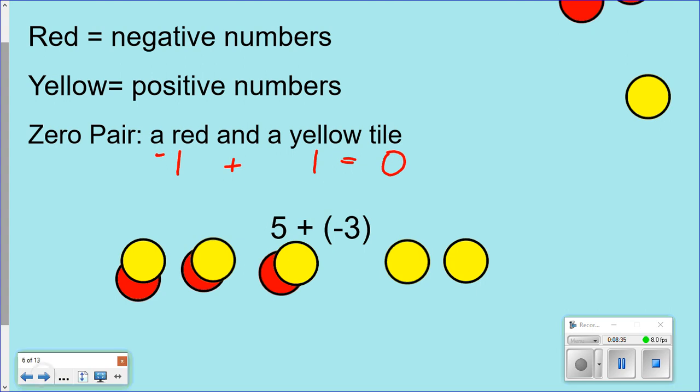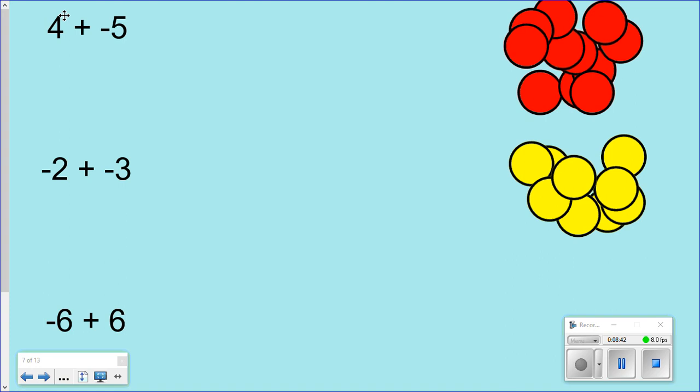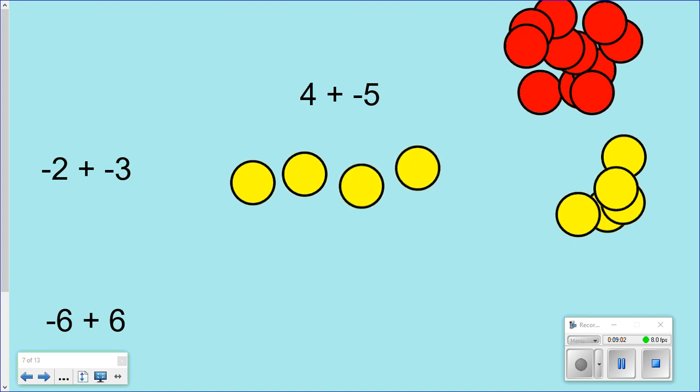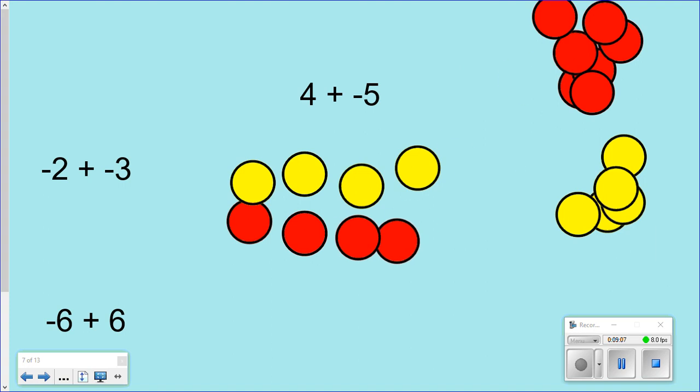So let's do some more tile stuff quick, just to make sure we're on the same page. Let's look at this one. Okay, so what would you put on your desk for this one? What are you going to put on your desk? Kale, what are you going to start with? Yes, good job. Good job. 4 yellow, 5 reds.